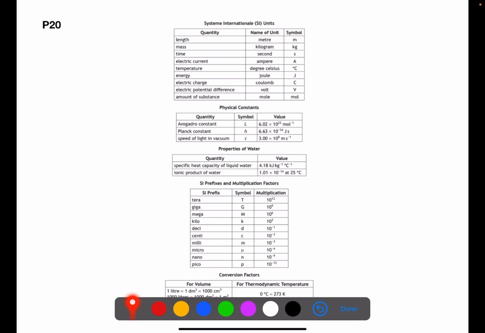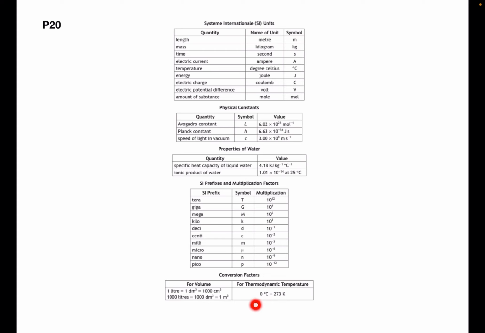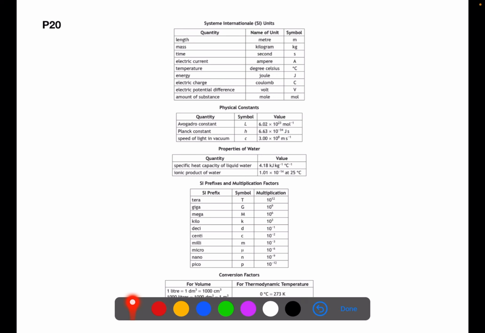And then finally, page 20, where we have some constants that you'll use. The physical constants that you'll use in here, you will use when you're looking at energy calculations. And then you also have the ionic product of water, which you'll use in acid calculations. And at the bottom, we have the thermodynamic temperatures, so 0 degrees Celsius being 273 Kelvin.